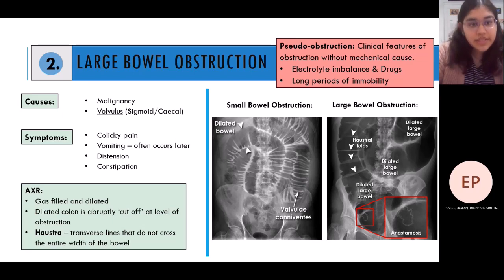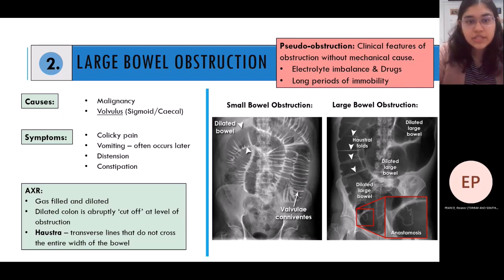And again, this will be colicky pain, but often based on the location, the vomiting will occur much later, and it'll be feculent vomit rather than biliary, bowel-stained vomit. They will also have absolute constipation, and on abdominal X-ray you can see a gas-filled bowel, and you can also see these haustra, which are transverse lines that do not cross the entire width of the bowel.